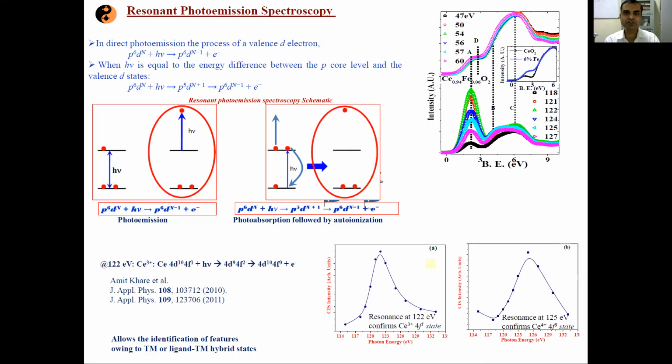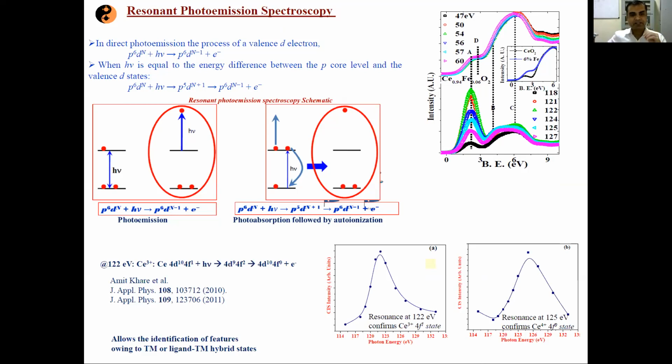Now coming to resonant photoemission spectroscopy. What is resonant photoemission spectroscopy? But before going into that, let's briefly talk about normal photoemission spectroscopy, what it does in the valence band mode.